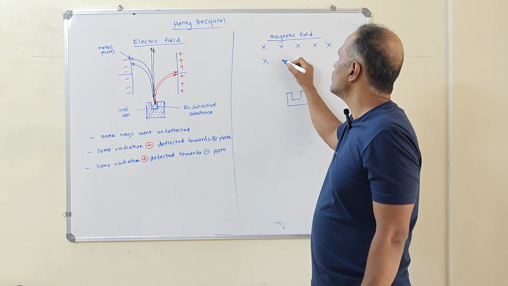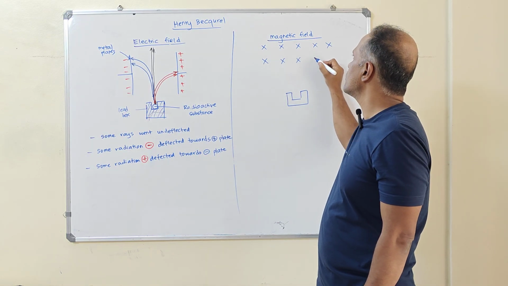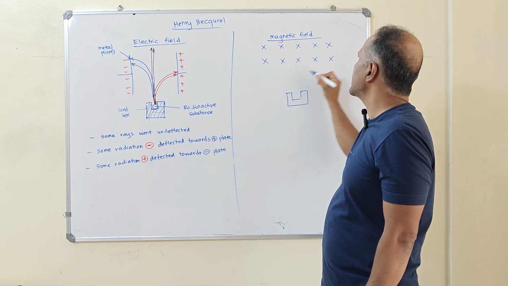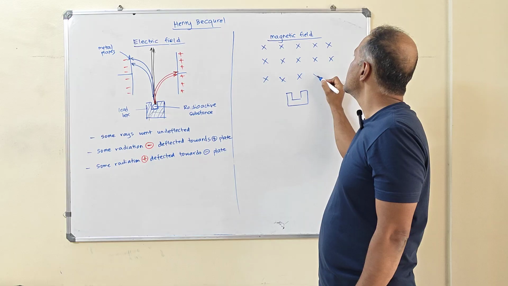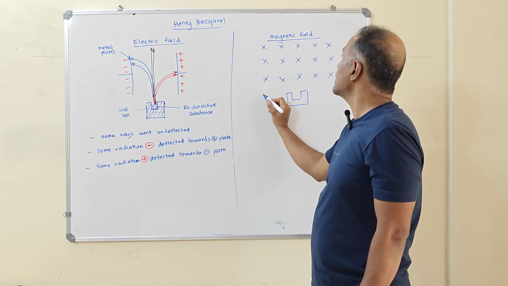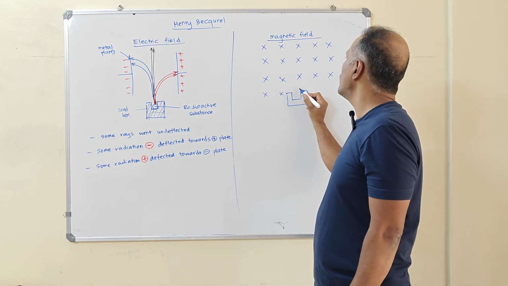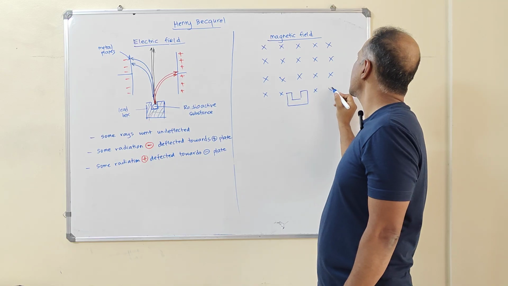So what is magnetic field? What is the direction of magnetic field? The direction of magnetic field is nothing but the direction in which the unit north pole will move when kept in a magnetic field.